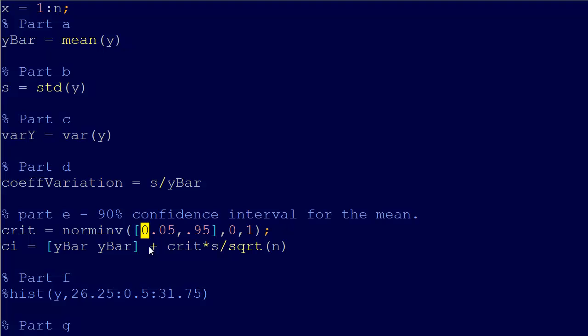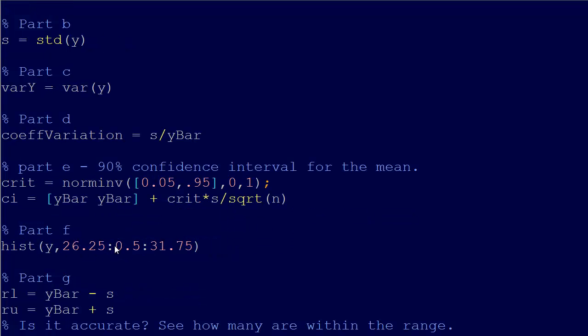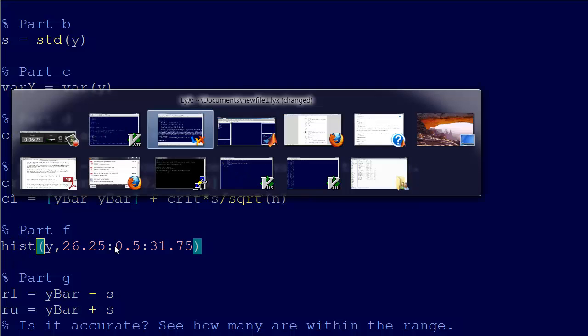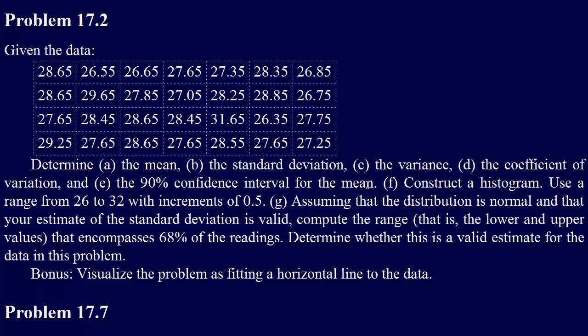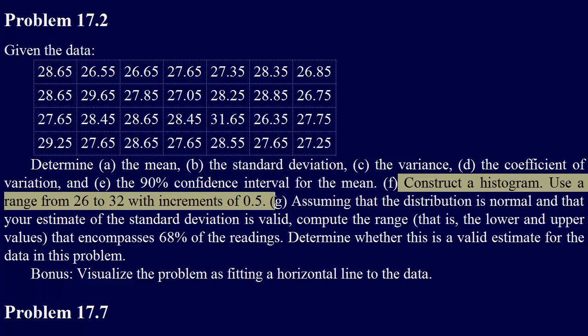So that's how you do the confidence interval for the mean. And then in part F, it asks you to plot out a histogram. And what it asks us to do, we can just switch back over to here to see. It asks us to construct a histogram using a range from 26 to 32 with increments of 0.5.